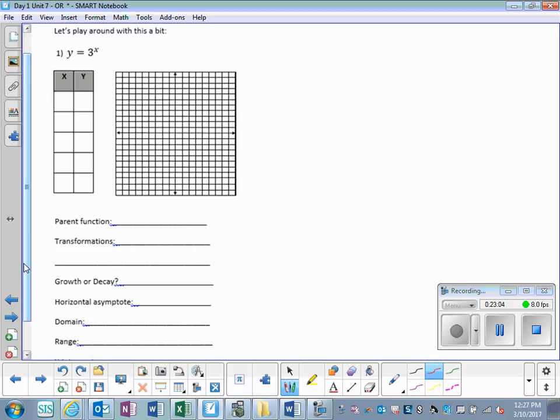The first function is quite simple, almost the same as the other example that we just did. y equals 3 to the power of x. So before we even plug it into the calculator, what is my b? 3. That's my base, b equals 3. So what is my parent function? Yes, y equals b to the power of x. There are no transformations, none. This is the parent function.